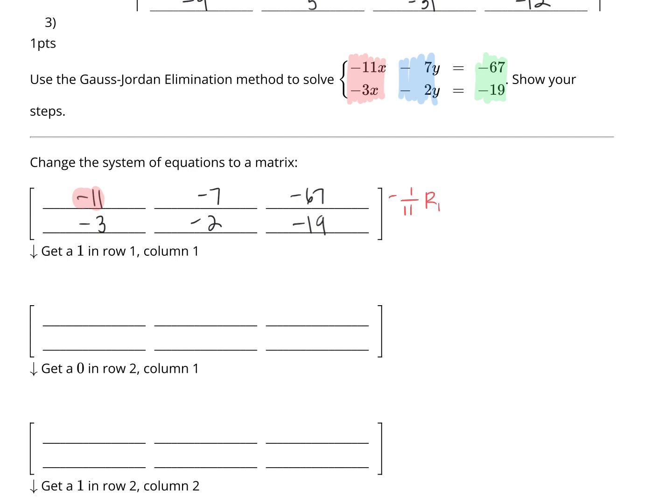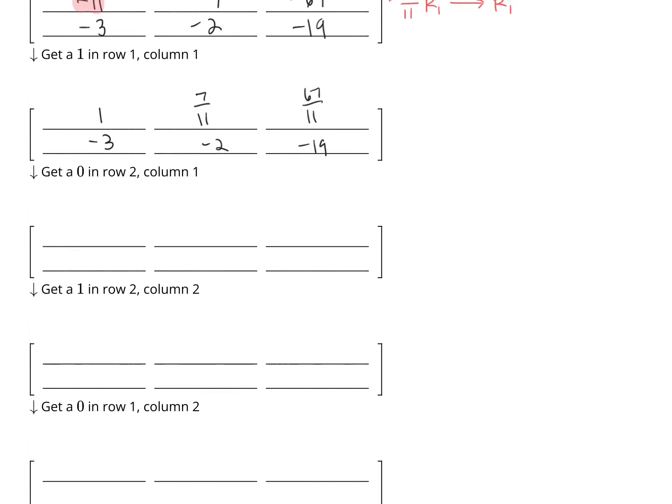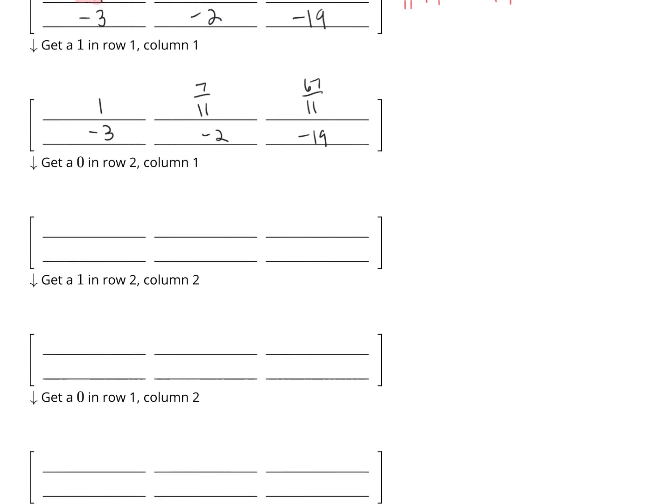So we're going to multiply the first row by negative 1/11, and then we're going to replace row 1 with whatever we get when we do that. So we'll get 1, 7 over 11, and 67 over 11. Row 2, we're not changing right now. Okay.